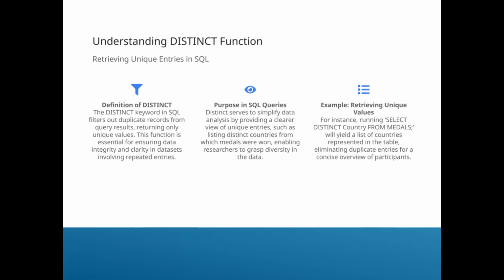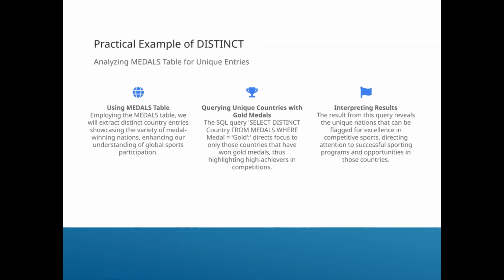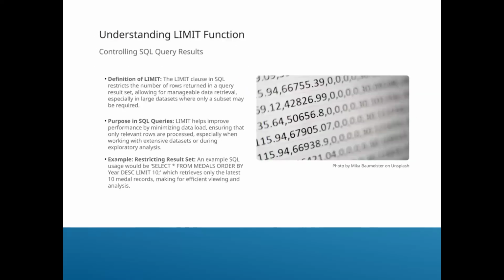Okay, so in the example of retrieving unique values, for instance, running select distinct country from a table. Let's say you have a country table, then you can run select distinct country from it, something like that. We can do it. Okay, so we'll go to the SQL. We'll check the SQL also.